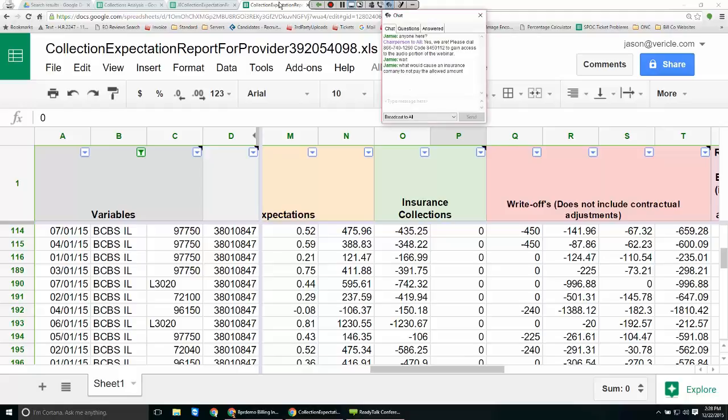What would cause an insurance company to not pay the allowed amount? Ooh, I'll tackle this one. Well, there is no good reason. Every now and then they just make errors. There's a spectrum, Jamie. We get all sorts of excuses. She just asked what excuses they use.